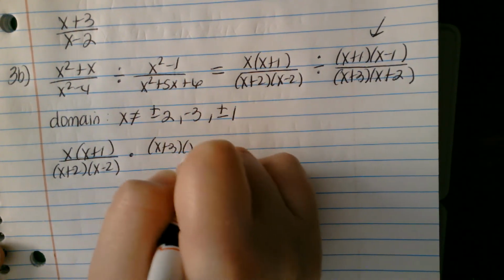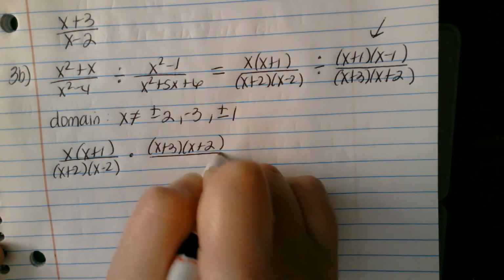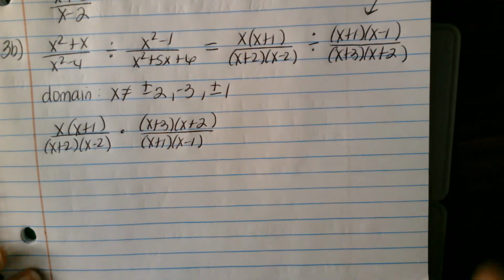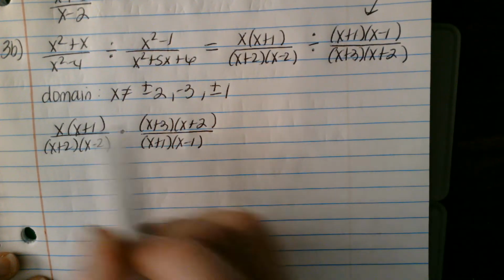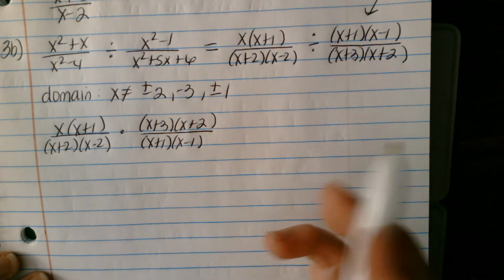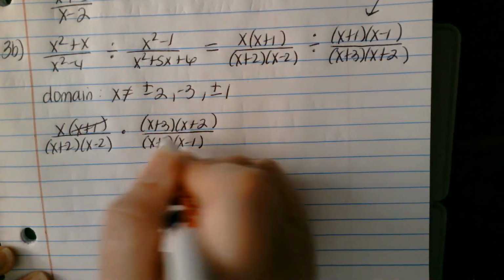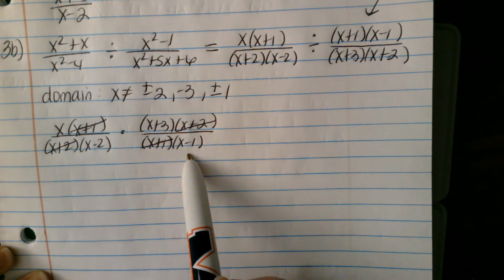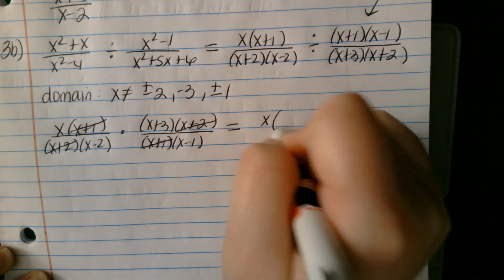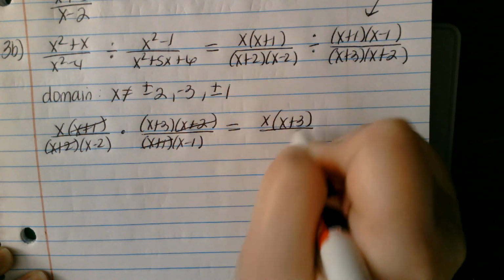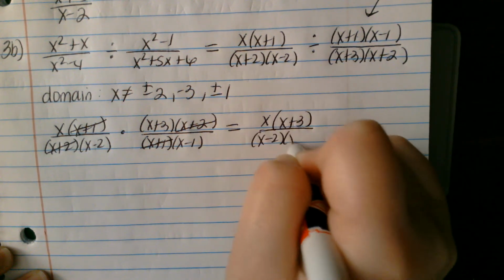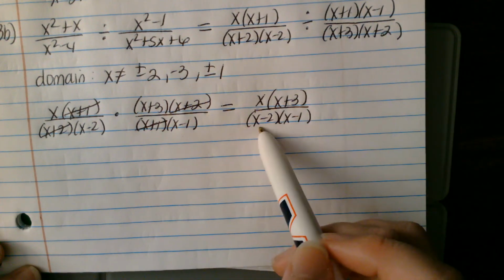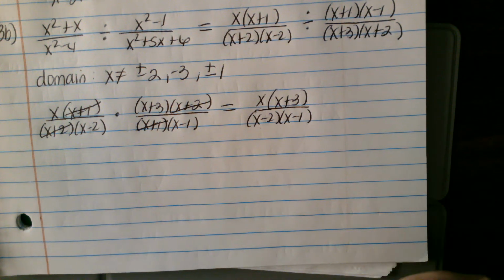and now we have an x plus 3, x plus 2 in the numerator, and x plus 1, x minus 1 in the denominator. And then it becomes just like the other one. We're going to just cancel everything that can be canceled. So we have an x plus 1 in both top and bottom, and we have an x plus 2 in the numerator and denominator, and then nothing else is repeating. So our final answer is x times x plus 3 over x minus 2 times x minus 1. And then you can either leave it like this, or you can actually multiply it back out to look like polynomials. That is up to you.